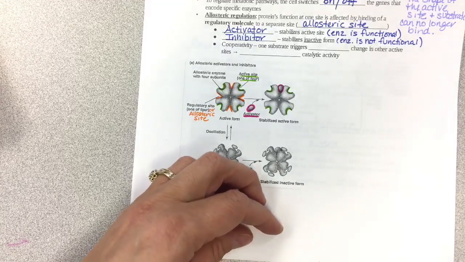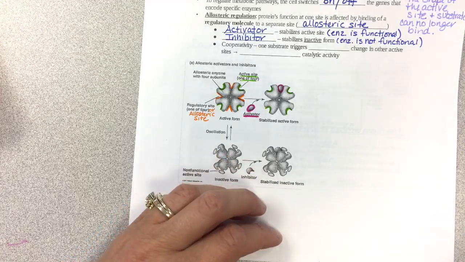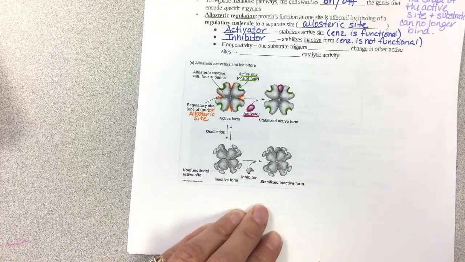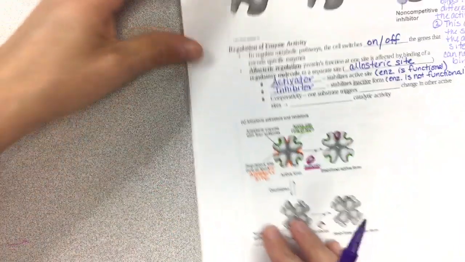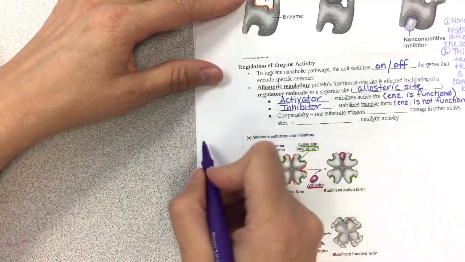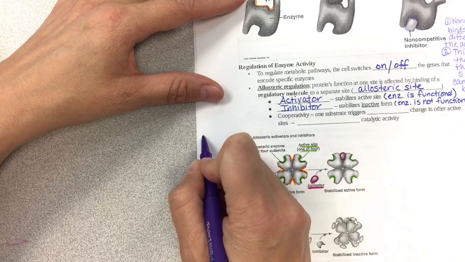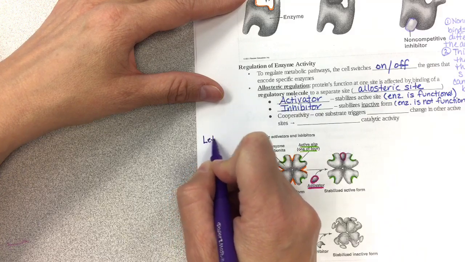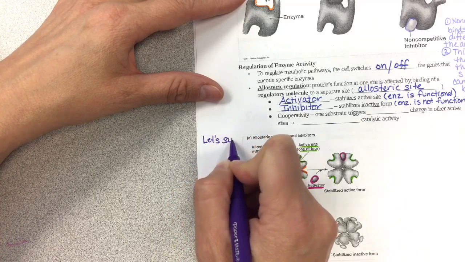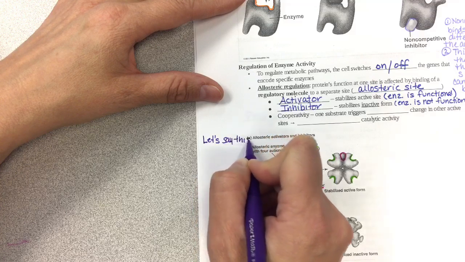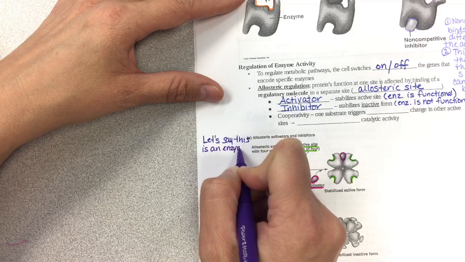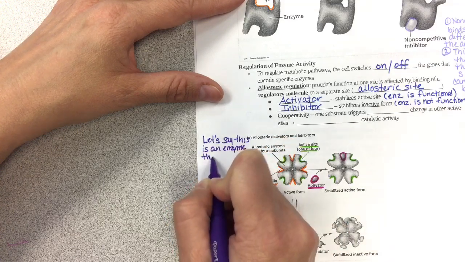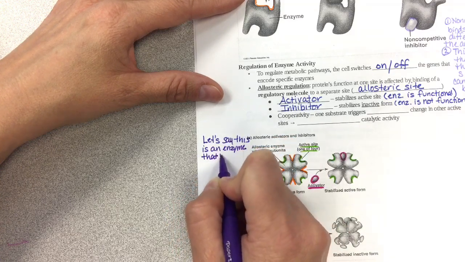Let's go through an example, though, of actual molecules that go through this process. So I'm going to write some things over here in the margin. Okay, so over here, let's say, this is an enzyme that helps break down glucose.